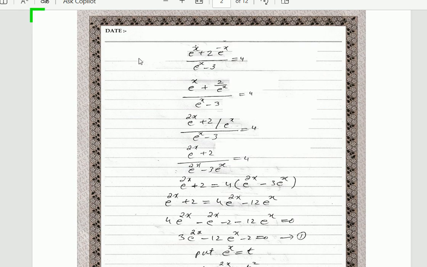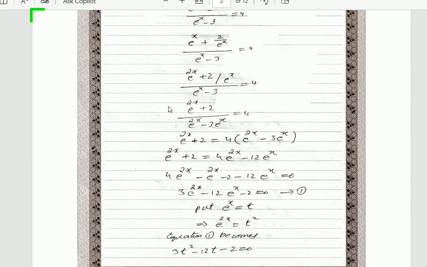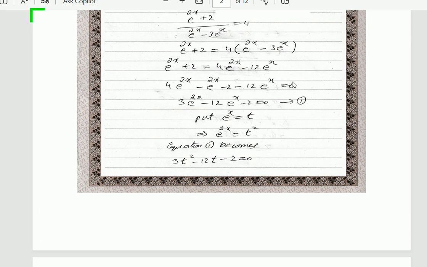In the solution section, first of all, the given equation is (e^x + 2e^(-x))/(e^x - 3) = 4. By using the power principle, we can write e^(-x) as 1 over e^x. After simplification, we get e^(2x) + 2 over e^(2x) - 3e^x = 4. The further simplification gives us 3e^(2x) - 12e^x - 2 = 0, equation number 1.